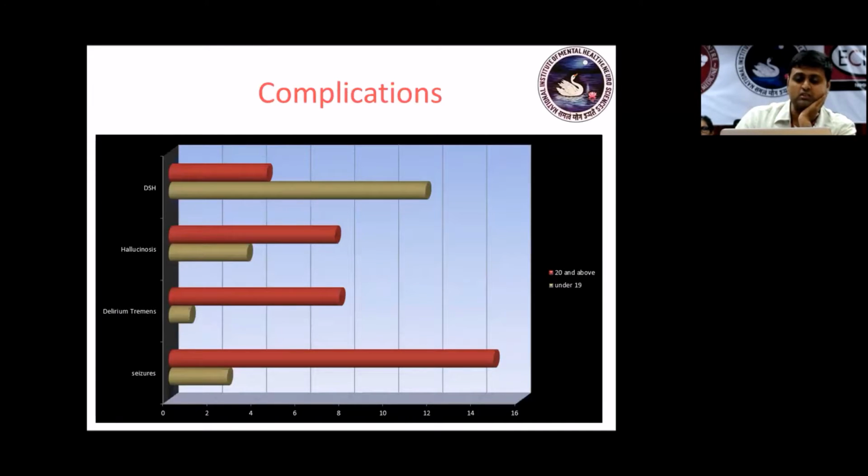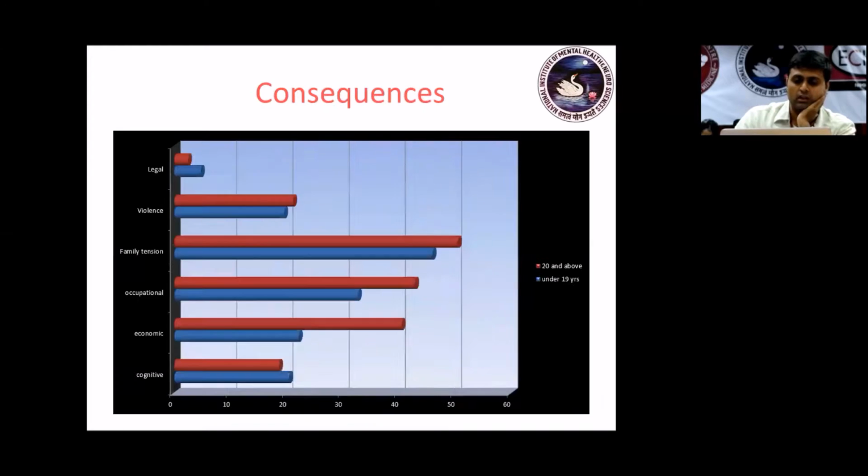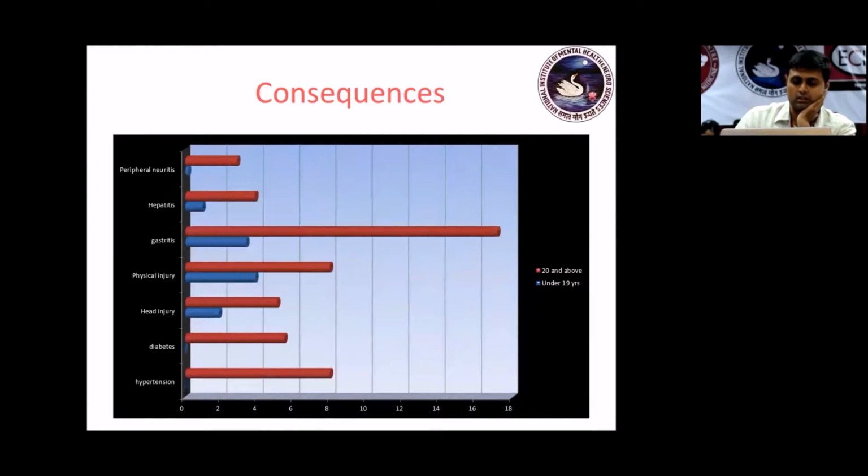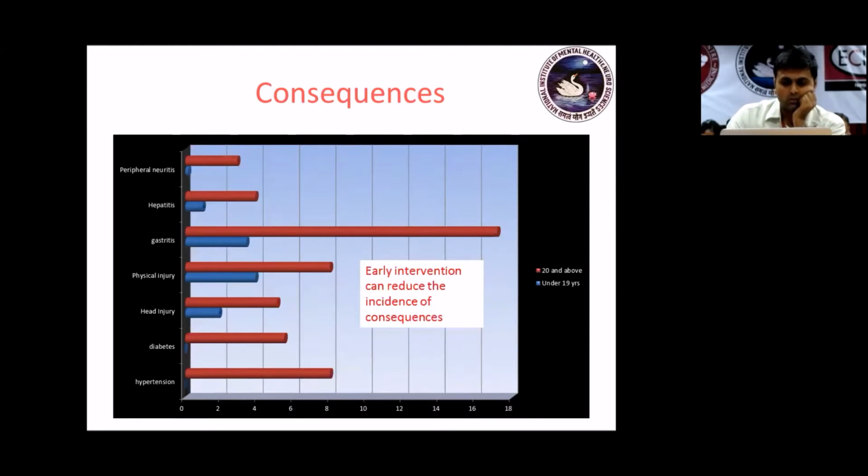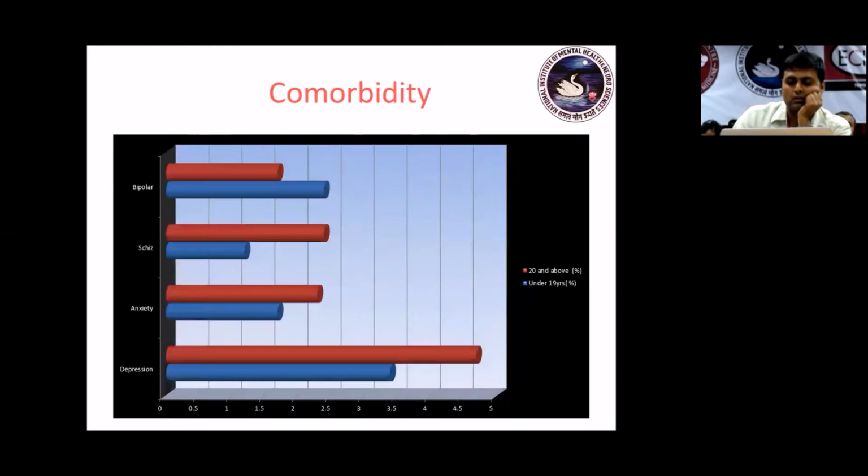Complications, the DSH attempts are very high in them. So early identification will reduce the incidence of complications. Again, these are other complications. Even the psychiatric illnesses are comparable in this population, but bipolar seems to be a lot more diagnosed in this age group.